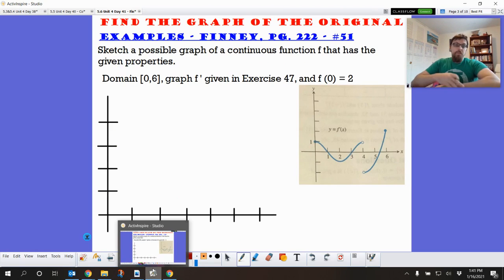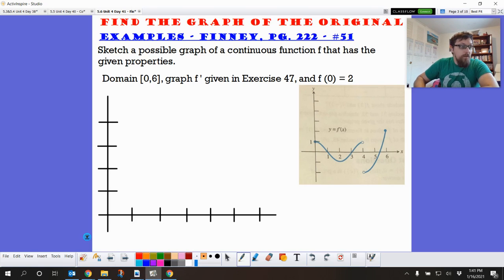So we want to sketch a possible graph of our continuous function here. Our domain is from 0 to 6, and we want to graph f. We have the graph of f prime, but we want to make the graph of our original function. They did give us a nice point, so I can graph at least one point. I know it goes through (0, 2), so I have a point right there.